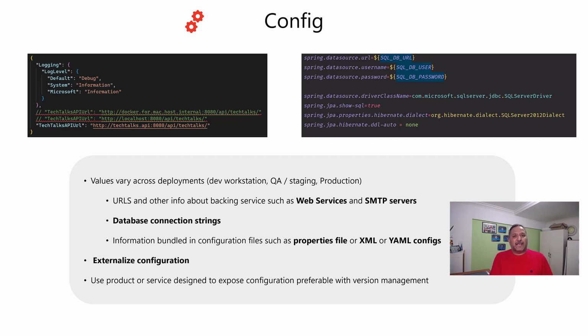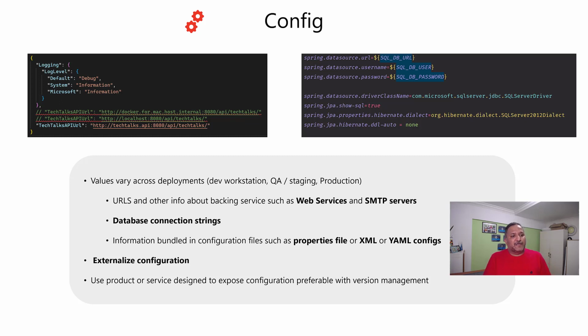So what are the different kinds of values or configurations that can change or vary? This could include various things like the URLs and information related to things like databases, web services. It can be SMTP servers. It can include configuration, which is typically stored in your properties files.